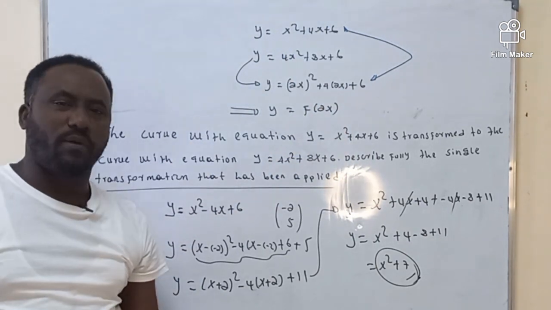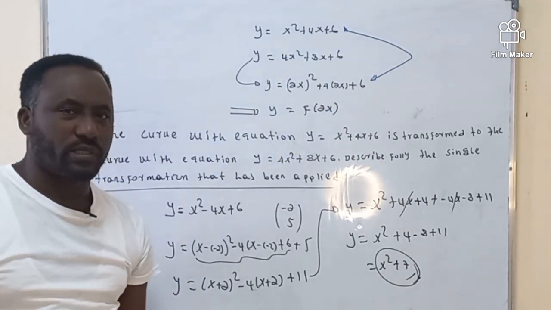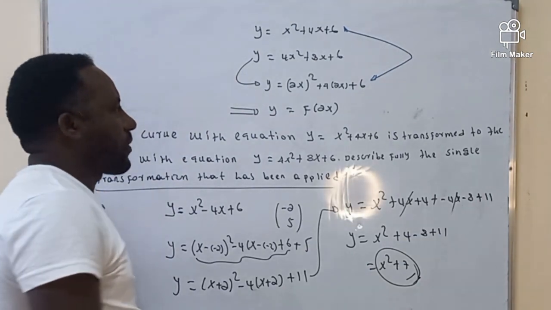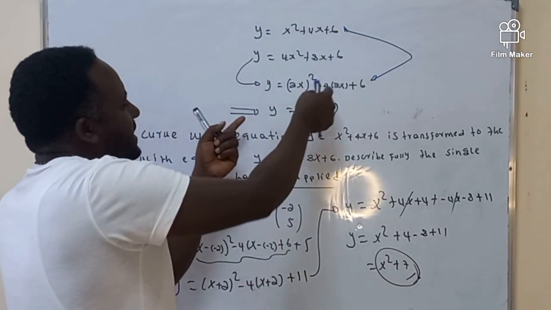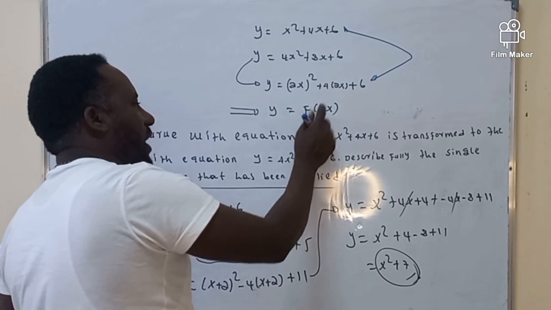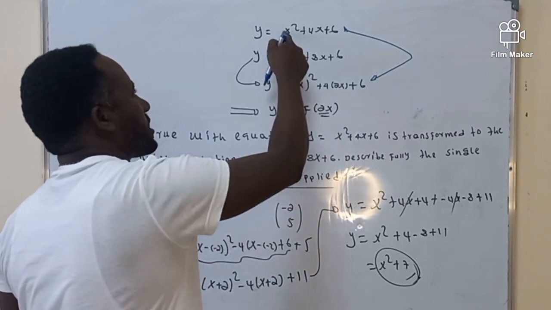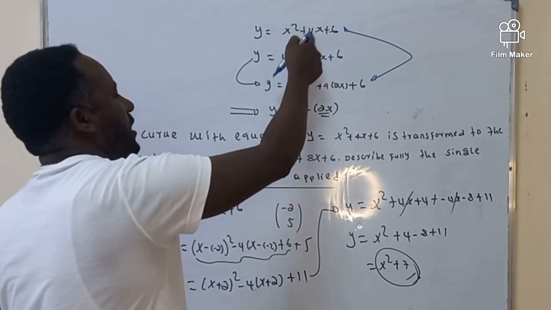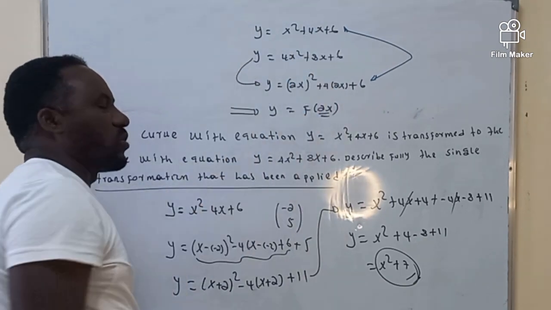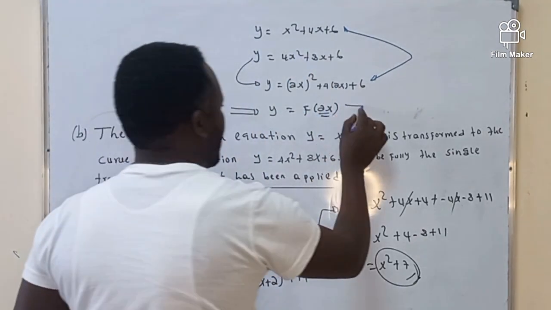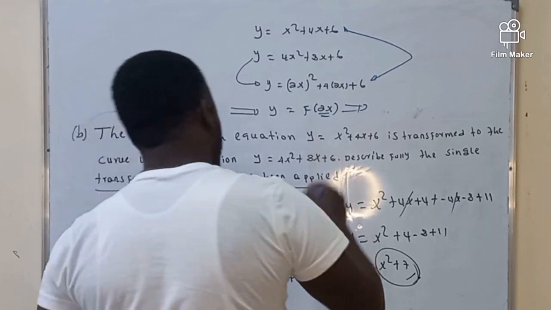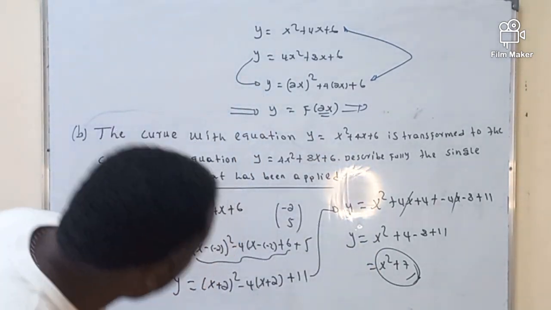What kind of relation have we seen here? So let's look. The relation means this is f of 2x. That means if you directly plug 2x in place of x, 2x the whole square plus 4 into 2x plus 6 will be this one. So this implies that this function is what?